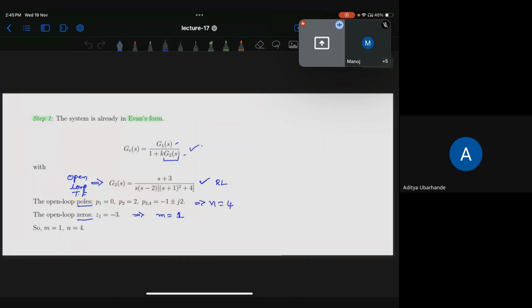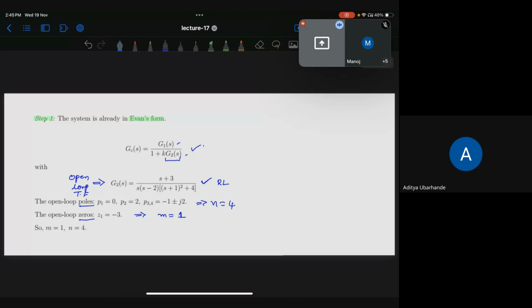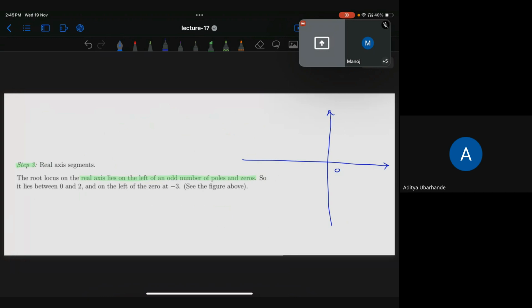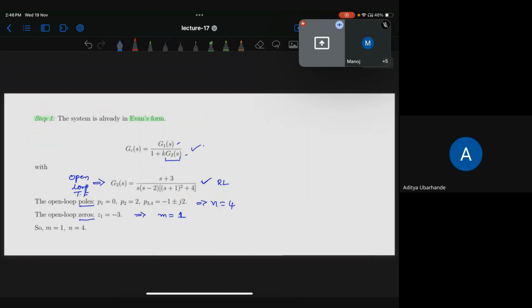We have zeros and poles: the poles are located at minus 1 plus or minus j2. So this is plus j2, this is minus j2. These locations are the pole locations. Now the real axis segments. Let me check once again: poles at minus 1 plus or minus j2.